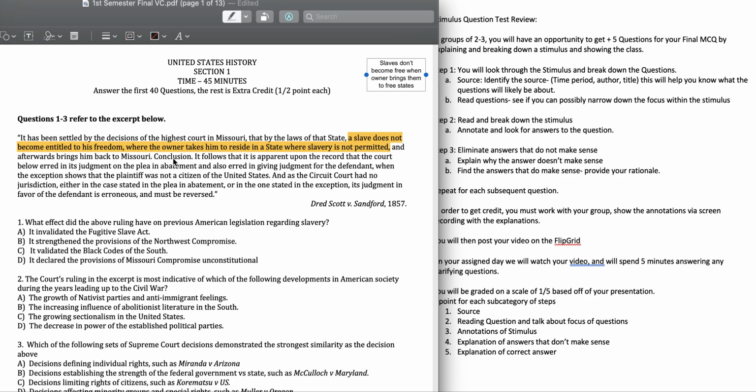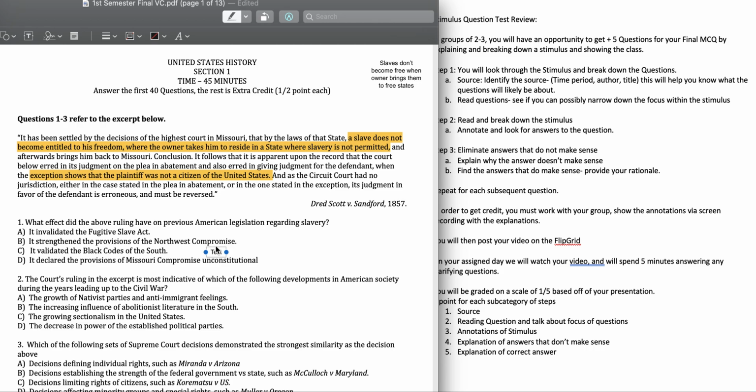And afterwards brings him back to Missouri. Conclusion. It follows that it is apparent upon record that the court below erred in its judgment on the plea in abatement and also erred in giving judgment for the defendant when the exception shows that the plaintiff was not a citizen of the United States. So there's a lot of legal jargon in here, but this part is what I'm identifying right here, right? So the exception that the plaintiff was not a citizen of the United States.